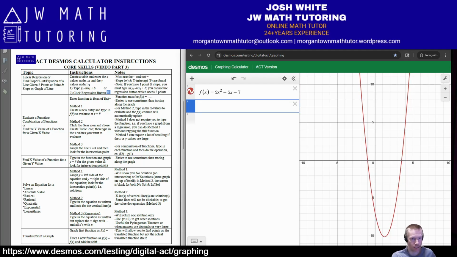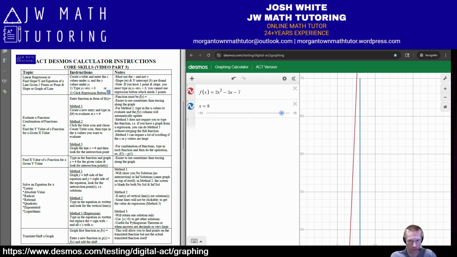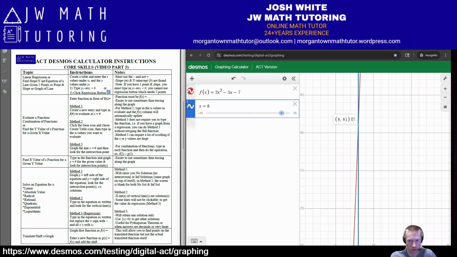A third way you can technically do it is you can say graph x equals whatever the number is, which is a vertical line, and then you'll look for the intersection point and specifically the y coordinate of it. So for example, f of 3 is equal to -4, or x equals 8. See, now this is one of the problems with using this method. You have to go all the way up here. Okay, it's equal to 81.